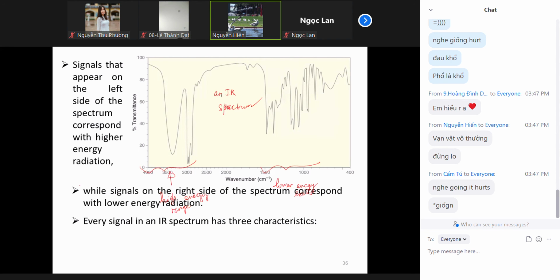And as you remember from our discussions last semester, every signal in an infrared spectrum has three characteristics. The first is wave number. The wave number indicates the position of the signal. So the first is position. The second is the intensity of the signal. The intensity indicates how strong the signal is, how large the signal is, and the last characteristic is shape. How does the signal look? It can be broad or it can be sharp.